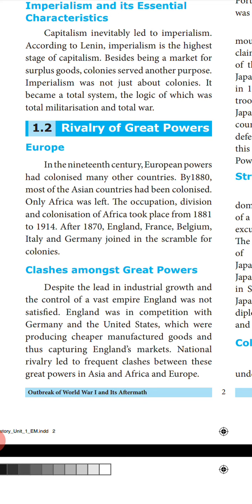Before Germany started its industrial revolution, European countries started the European industrial revolution, and they produced more and more goods, and they captured more colonies and made the colonies their market to sell their goods. But once Germany started the industrial revolution, it made goods cheaper than England's goods and captured England's markets. So what happened? National rivalries led to frequent clashes between these great powers in Asia, Africa and Europe.